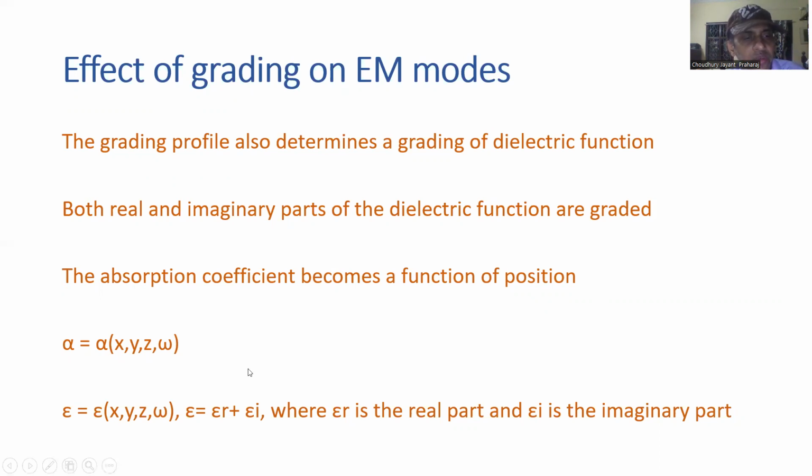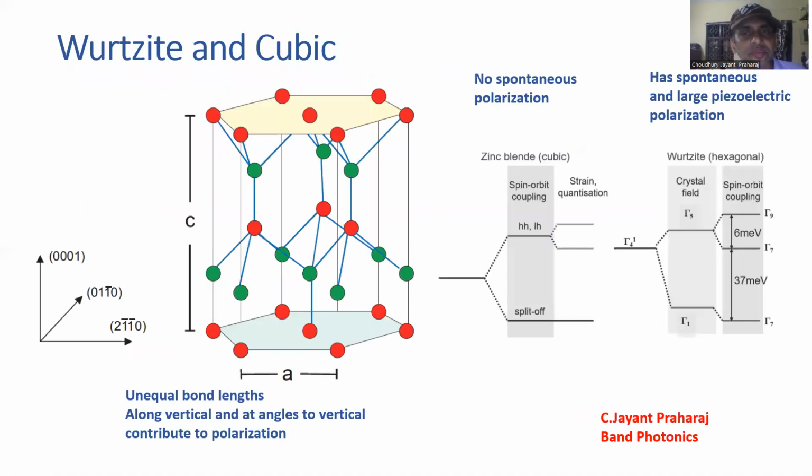And you can see that the absorption coefficient is a function of the position coordinates and the incident photon energy. And the dielectric function is also a function of position coordinates and the photon energy. And the dielectric function has a real part and imaginary part. The imaginary part especially determines the absorption coefficient, while the real part determines velocity of propagation and dispersion in these materials. But it is the imaginary part which enters into the absorption coefficient, which determines generation rates in these materials.